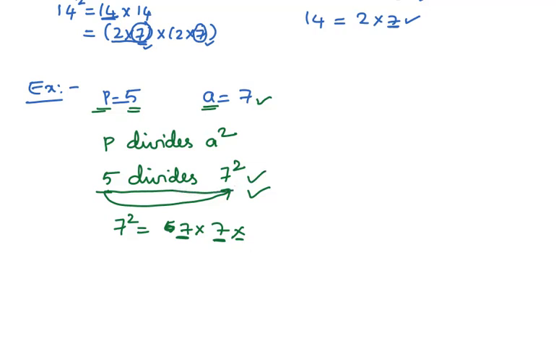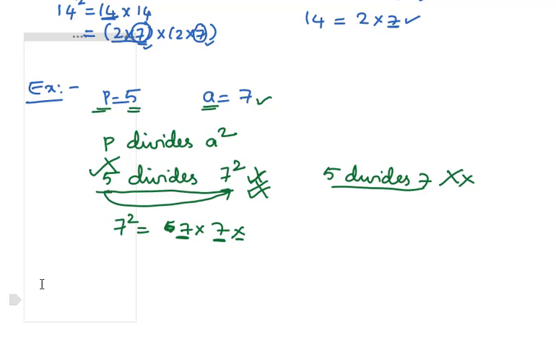This statement is wrong. If this statement is wrong, then further you are not allowed to write 5 divides 7. You are not going to write this, because it is not satisfying the first statement itself. What is that? 5 divides 7 square. This is wrong, therefore you cannot write the second statement. Is it clear? So these are the two examples. From these two examples we can understand the third theorem.